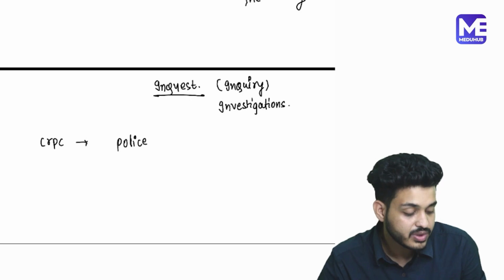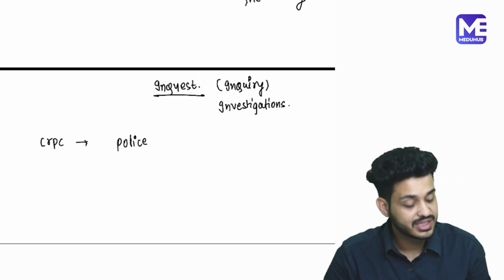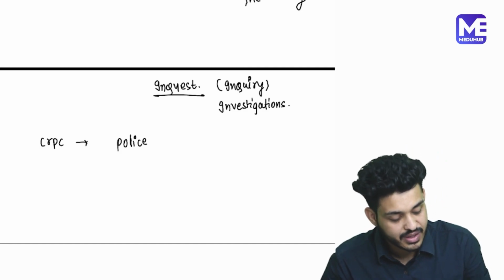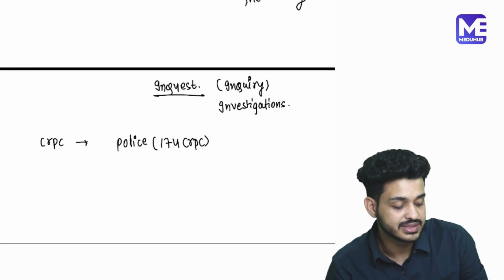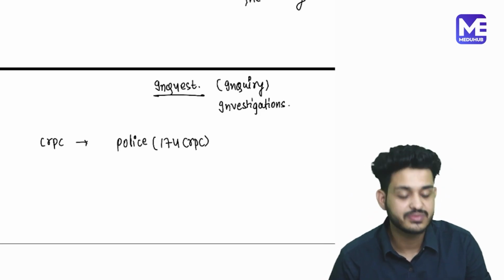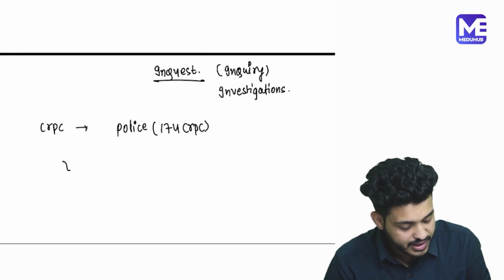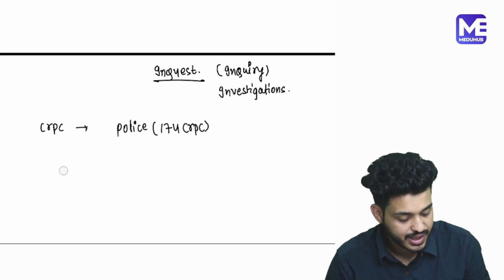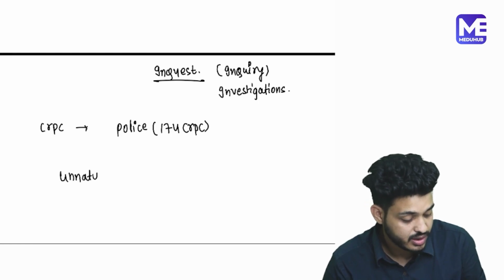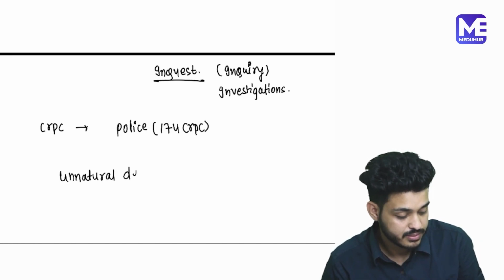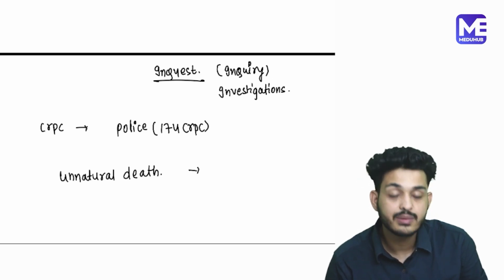We have done the police inquest first, remember? So that was the police inquest. And what is the CRPC section that we are going to use? That is Section 174 CRPC. 174 CRPC is for the police inquest, when they do the inquest of any kind of unnatural death, and they will prepare a report.